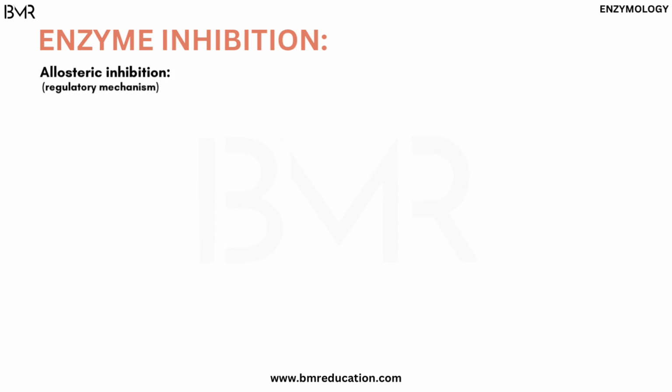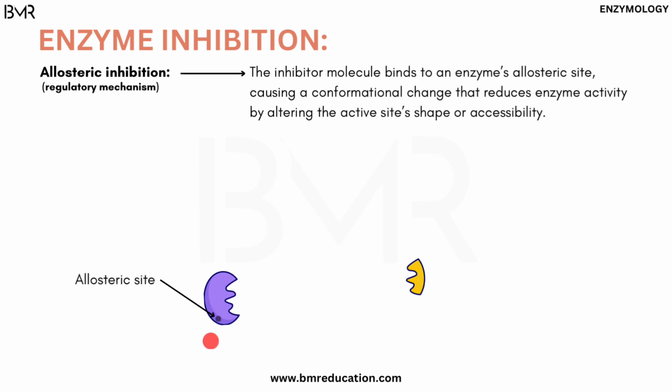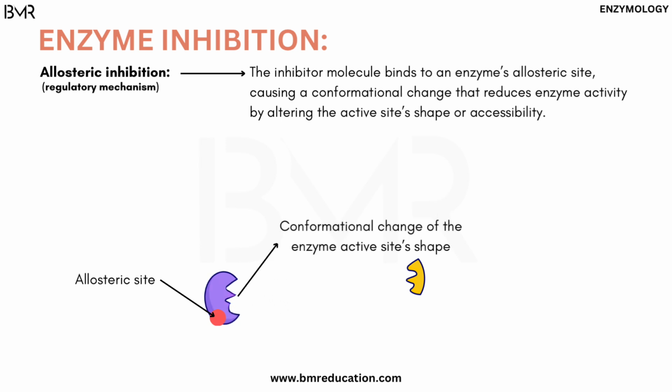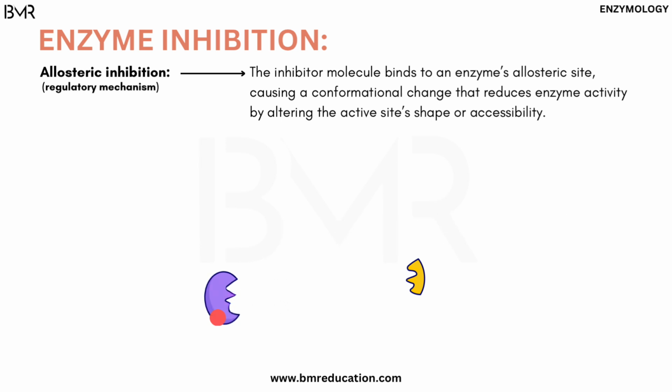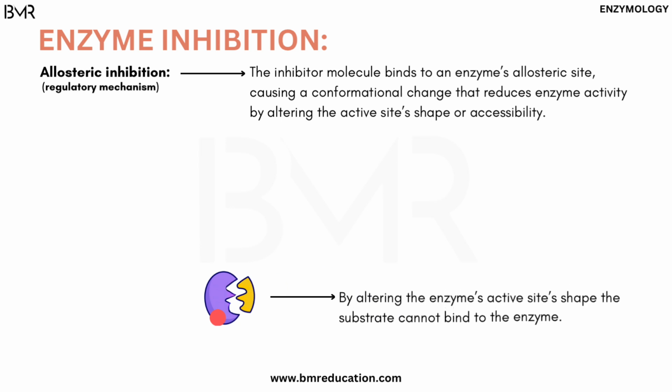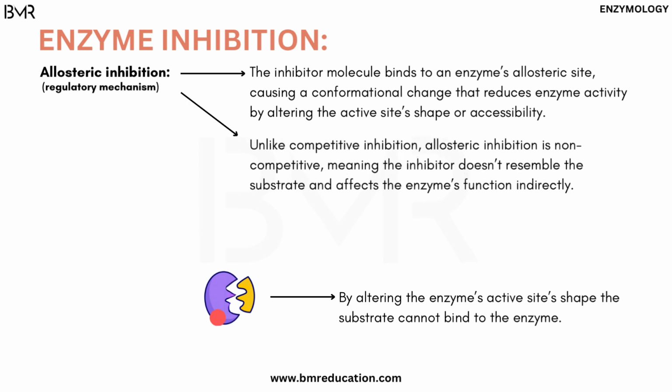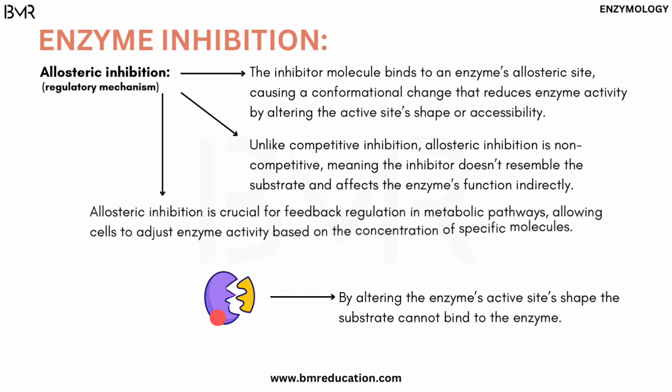Allosteric inhibition. Here there is enzyme, substrate, and an inhibitor. The inhibitor molecule binds to an enzyme's allosteric site, causing a conformational change that reduces enzyme activity. By altering the enzyme's active site shape, the substrate cannot bind to the enzyme. Unlike competitive inhibition, allosteric inhibition is non-competitive, meaning the inhibitor doesn't resemble the substrate and affects the enzyme's function indirectly. Allosteric inhibition is crucial for feedback regulation in metabolic pathways, allowing cells to adjust enzyme activity based on the concentration of specific molecules.